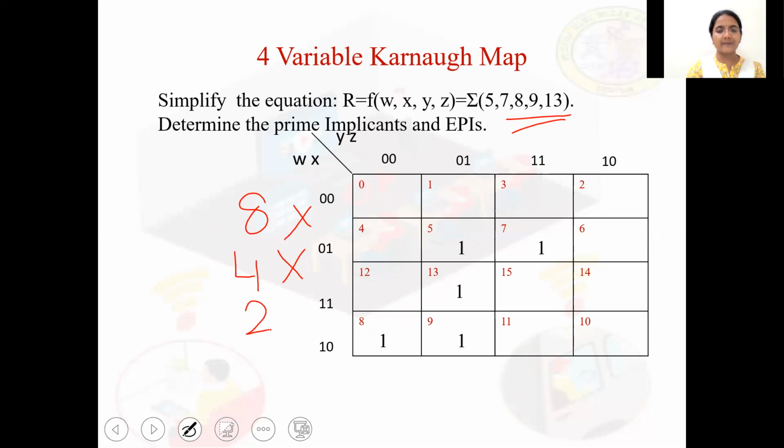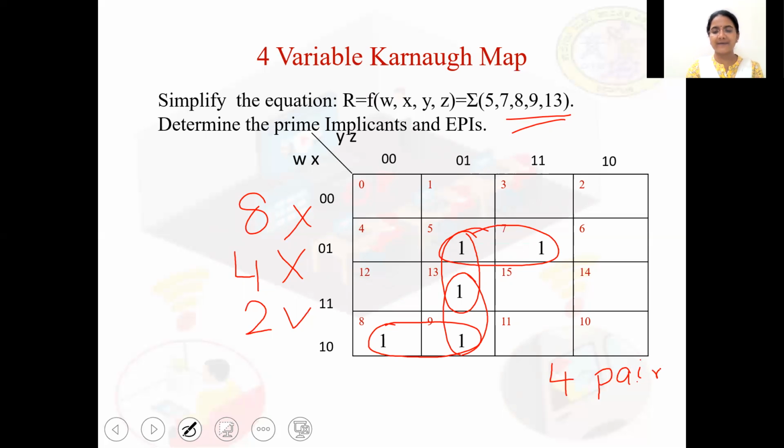Next, go for a pair. It is possible. We have to think how to group these min terms. Okay, we should not have redundant terms. We can make 5, 7 as one pair, 5, 13 as another pair, 8, 9 as another pair, and 9, 13 as another pair. Total 4 pairs I am having.